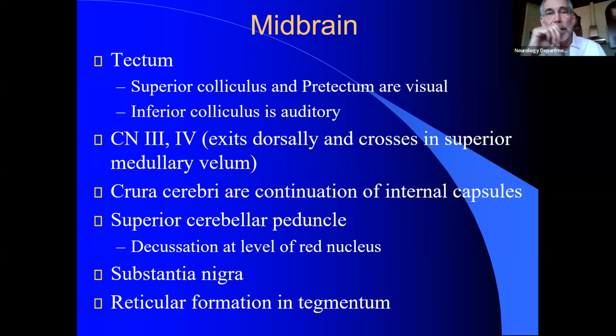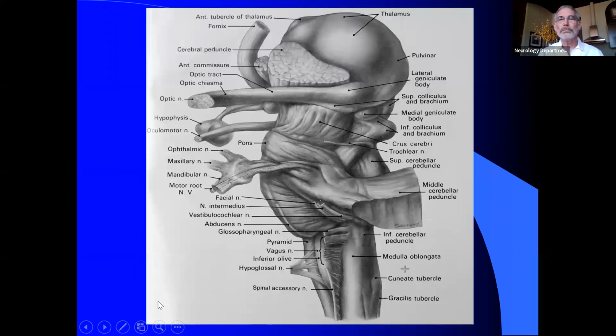Within the midbrain, of course, are cranial nerves 3 and 4, which we'll look at. We know 4 exits dorsally. We're going to look at the crus cerebri, which we've discussed, as well as the superior cerebellar peduncle, the substantia nigra, and the reticular formation.